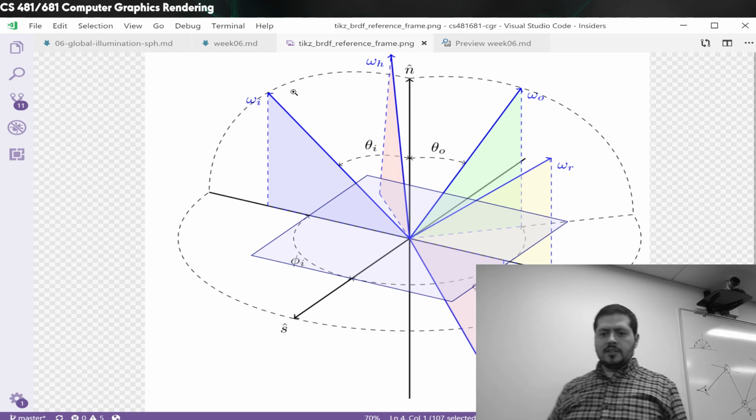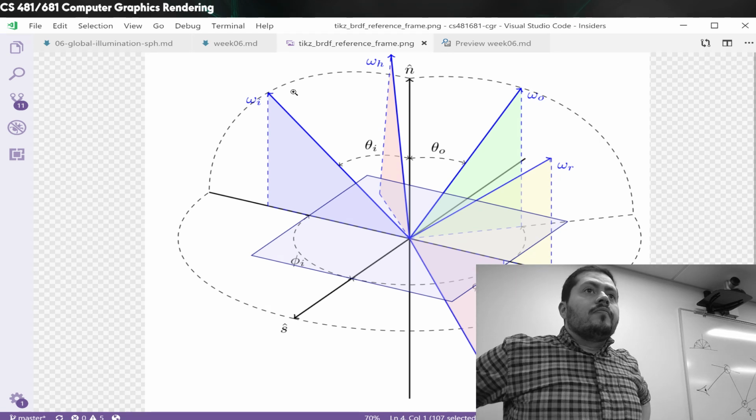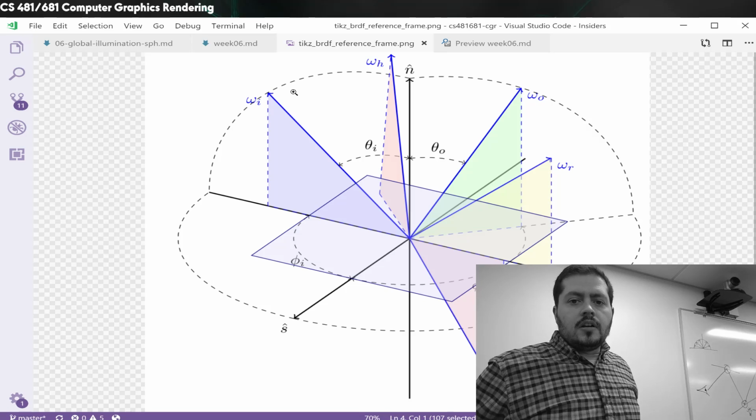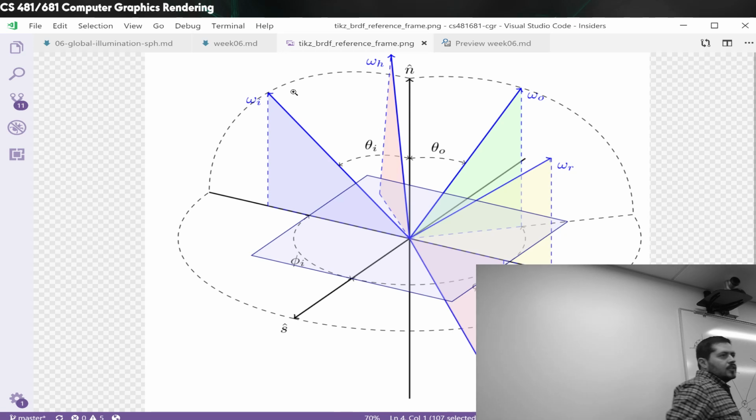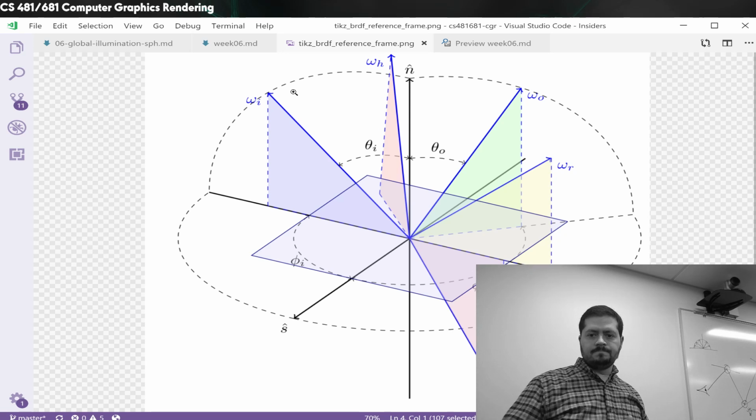Okay, so this is mostly omega H. This one. You're talking about this one over here? Yeah, omega H for the half angle. It's a half angle.